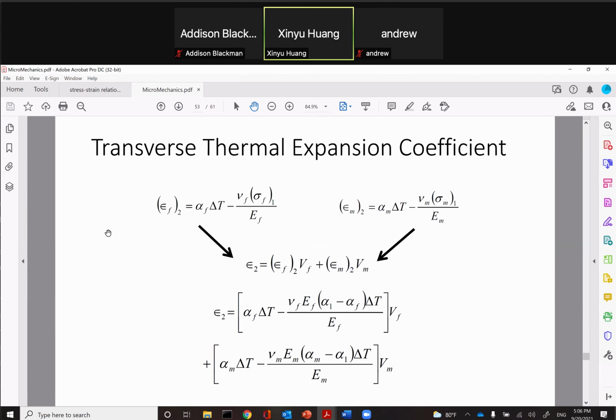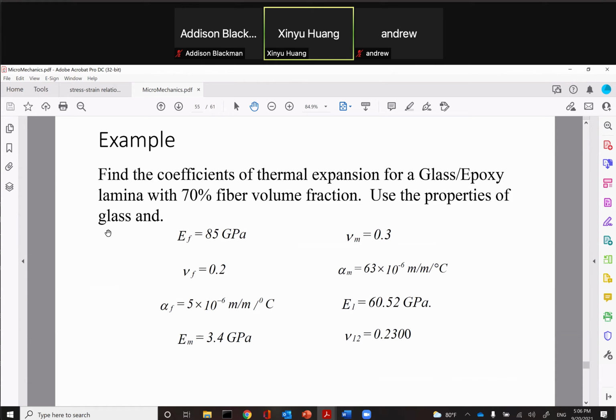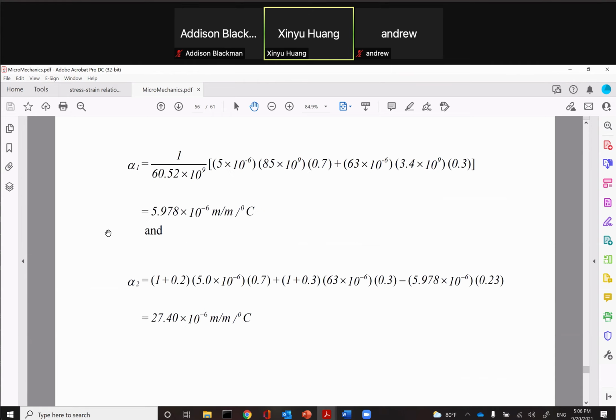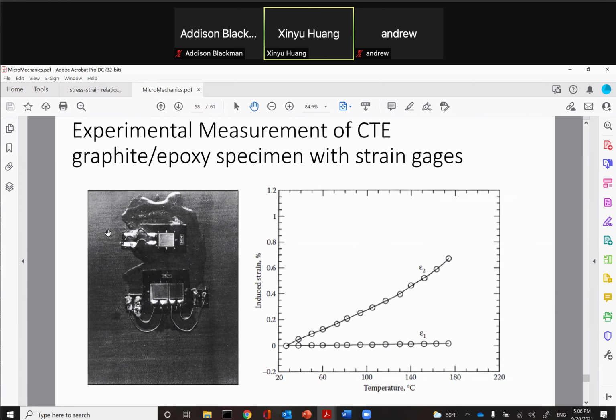Transverse. This is the case for transverse thermal expansion, E2. Similar argument, with an example here. You can read them later, but this is a sort of parametric plots and experimental measurements. So long story short, you can predict pretty accurately. It's almost right on the model and prediction.